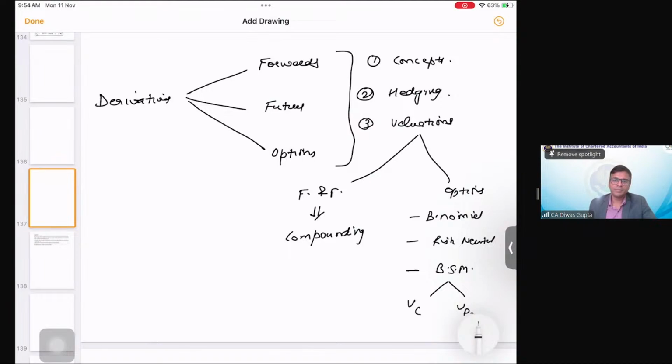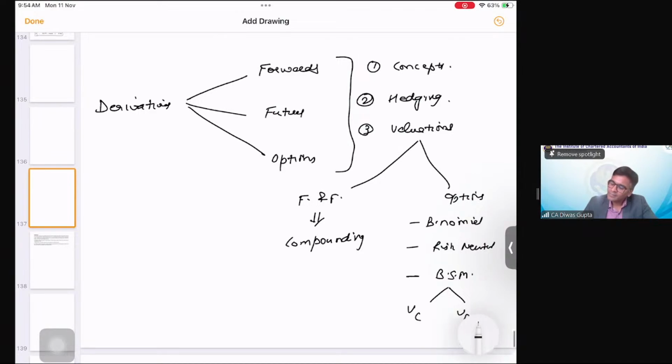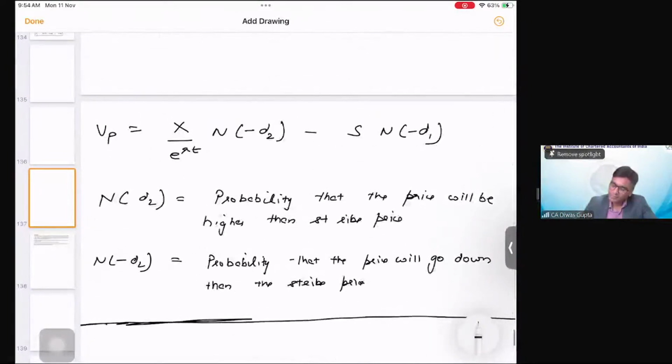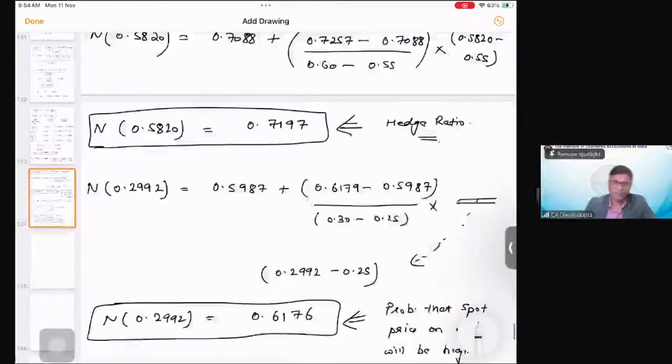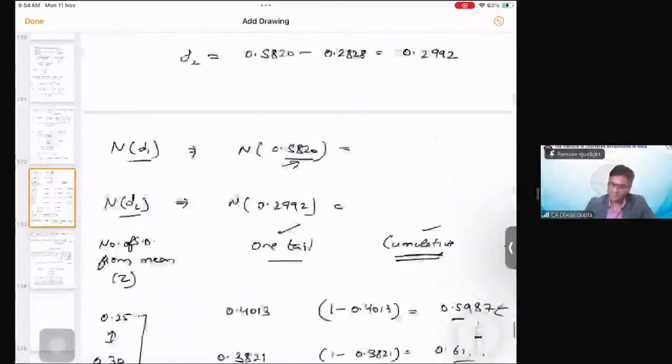I think Pooja Jain has raised a hand. Yes, Pooja. Sir, in the current situation that we were discussing about a put option, here N minus D1, would it be how many shares to sell now to write a put option? Yes, that is true. N minus D1 will be that. Okay, sir. Any more queries?